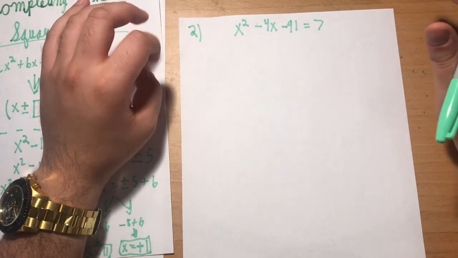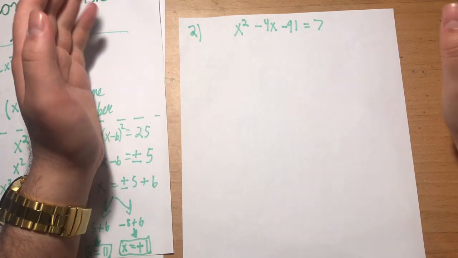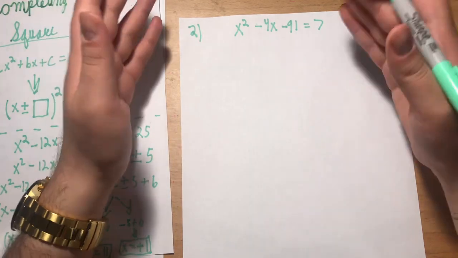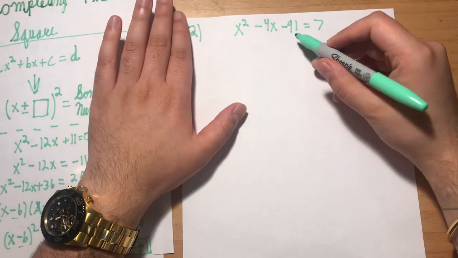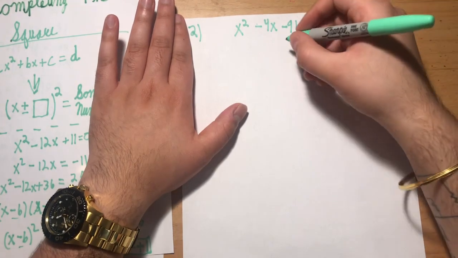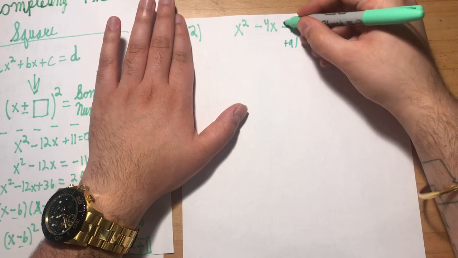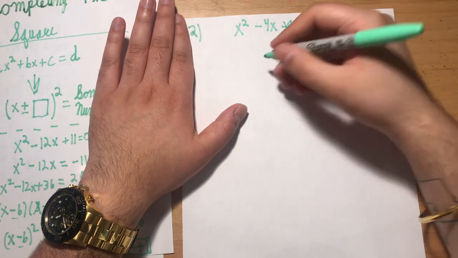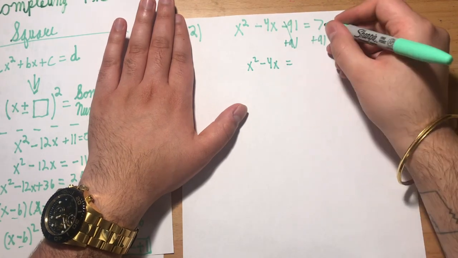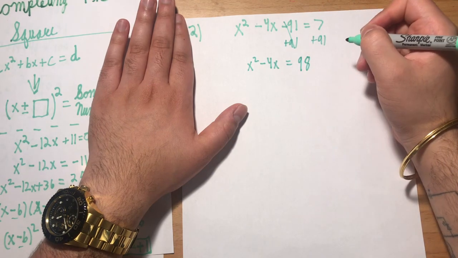All right, so we have to go through our steps. Step 1, anything that's not an x, bring it to the other side. Everything that has an x stays on this side. So we have to bring the negative 91 over to this side. Right, so we add 91 to both sides. This cancels. This now becomes x squared minus 4x equals 7 plus 91, which is 98.